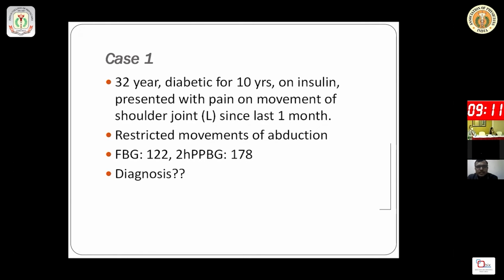The first case: a 32-year-old diabetic for 10 years on insulin presented with pain on movement of the shoulder joint since the last 1 month. The patient had restricted movements of abduction with a fasting blood sugar of 122 and 2-hour postprandial of 178. So what's the most probable diagnosis? I'm sure everybody will say that it is a case of frozen shoulder.